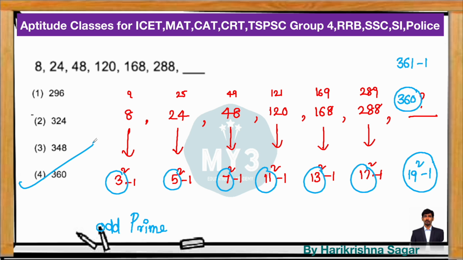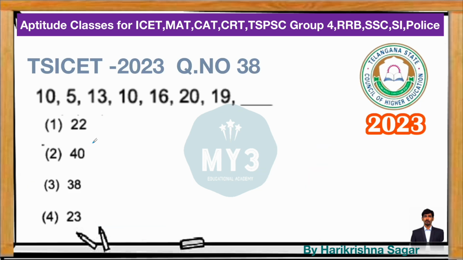Hope it is clear. That's why I told you to remember the square numbers and cube numbers and memorize those values, because they are not directly giving the square numbers and cube numbers. Even if you observe the previous TS ICET papers and AP ICET papers, they give 1 less or 2 less, or n cube minus n square minus n, and n square minus 1, n cube minus 1, n square plus 1, n cube plus 1. These patterns are repeating patterns. That's the reason to memorize those values, and while looking at the numbers you can easily connect with them. So let's look at the next question, question number 38.